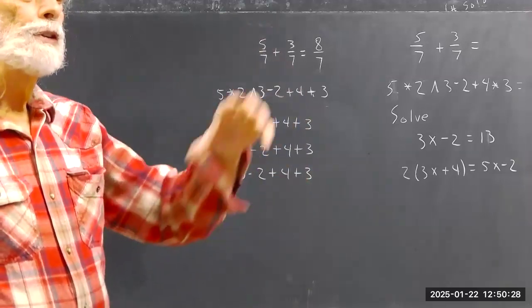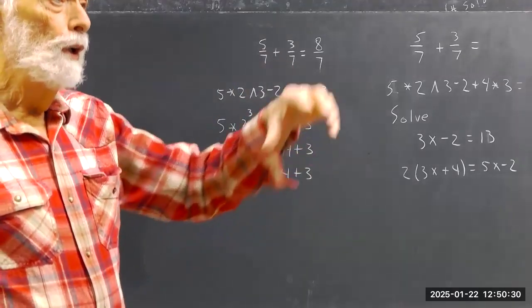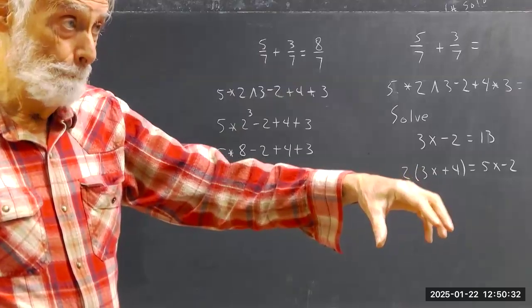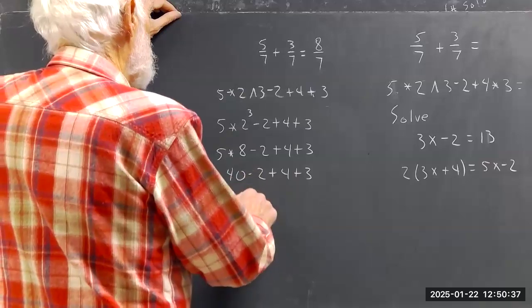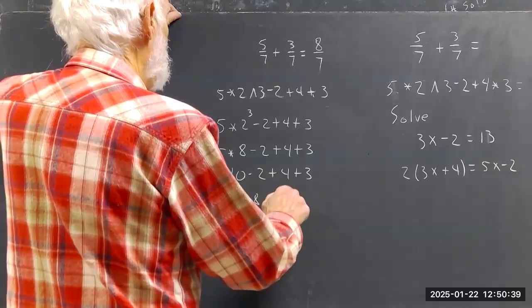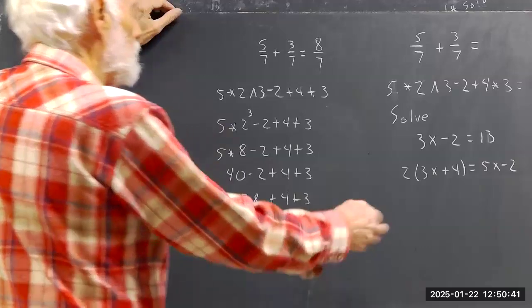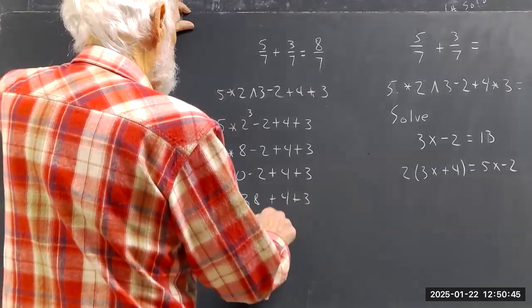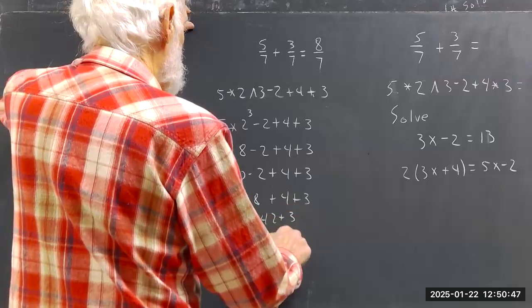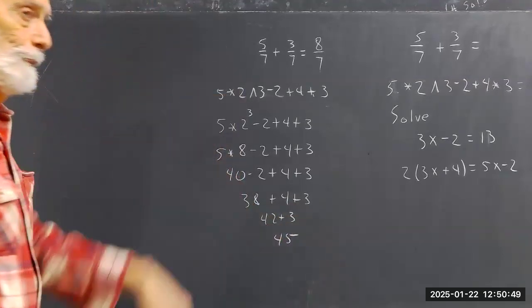And if you have multiplications and divisions, you do them in the order that they're written. Okay? So I'll do them in order. 40 minus 2 is 38. Now you won't go to this much trouble. It doesn't take long to write it. And 38 plus 4 is 42. And 42 and 3 is 45. Okay?